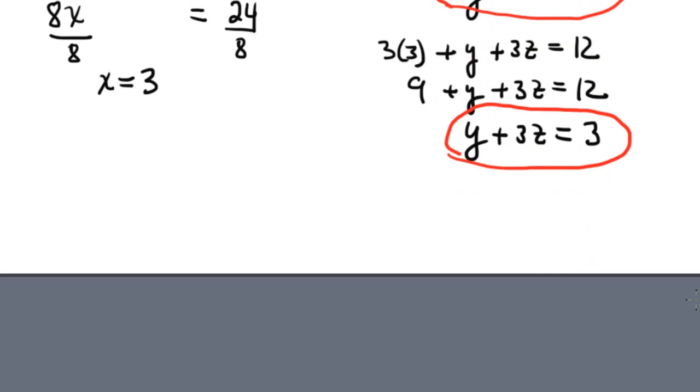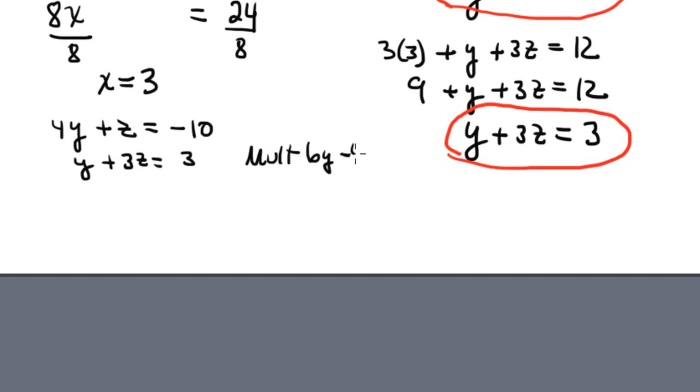Okay, let me solve that. So I copy 4y plus z is equal negative 10, and y plus 3z equal positive 3. Okay, then I propose, for example, multiplying the second by negative 4, because the intention is negative 4 times 1 is negative 4, that's a negative 4y minus 12z is equal negative 12.